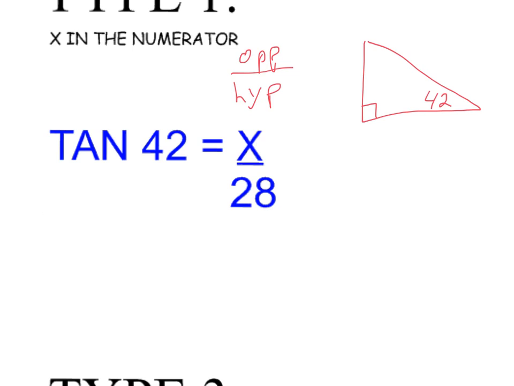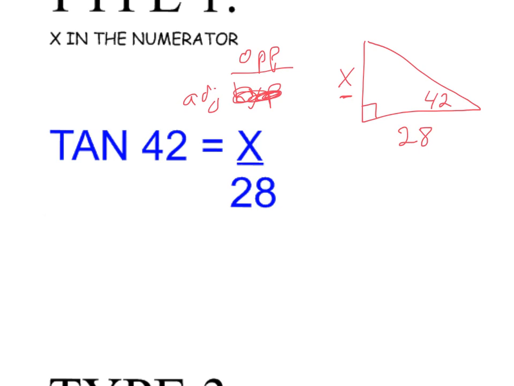So x is the opposite side. I'm sorry, we're dealing with tangent: opposite over adjacent. X is the opposite side over adjacent, which would mean 28 is the adjacent side. So basically we're using this trig function to find the missing side length of a right triangle. We would solve this no different than we would solve a normal algebra problem.